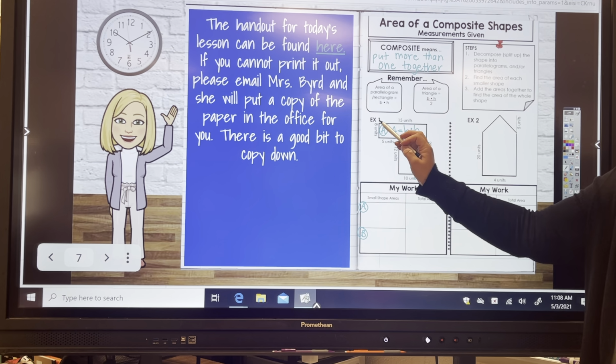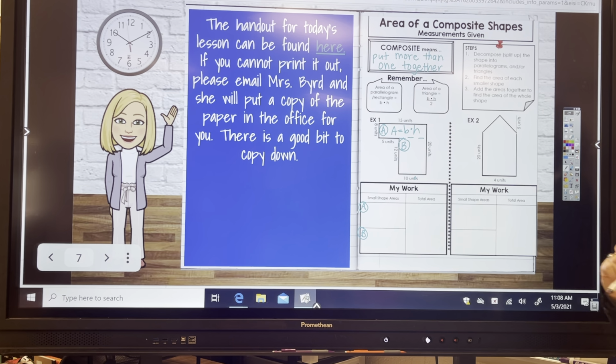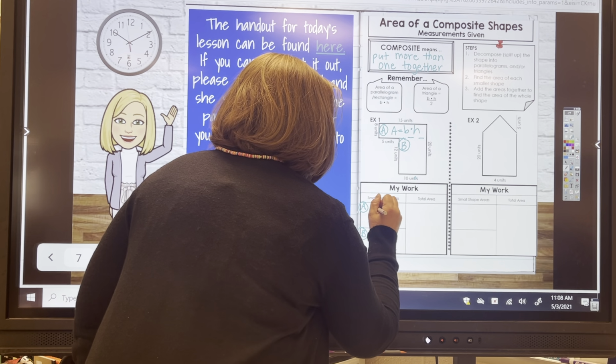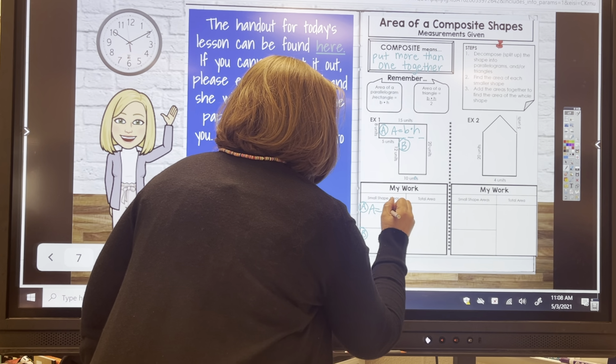So what is the base and the height of that rectangle? 8 times 15. So I'm going to come down here, and I've got 15 times 8.